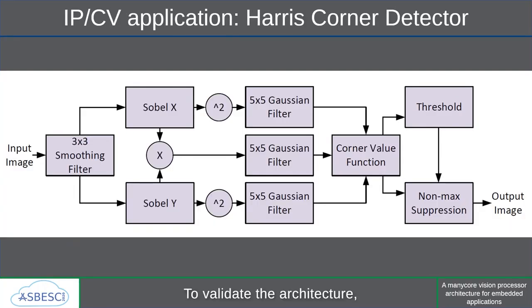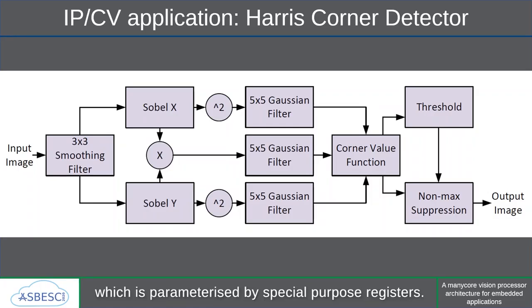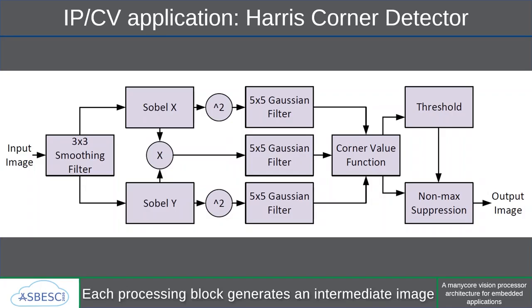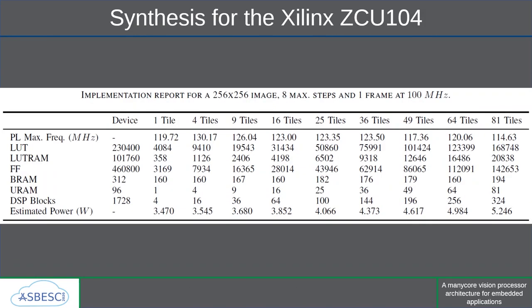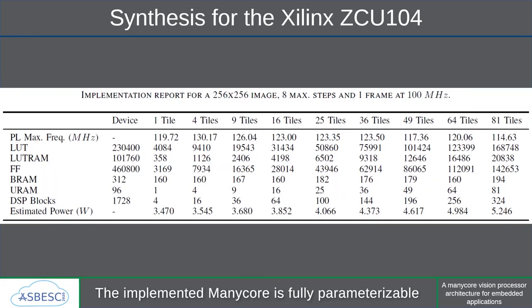To validate the architecture, we chose the Harris corner detector algorithm, which can be implemented as shown in the picture. Each processing element was programmed with the same assembly code, which is parameterized by special purpose registers. Each processing block generates an intermediate image, which is also stored in pixel memories. The implemented manycore is fully parameterizable for the image size and the number of pixels per tile.